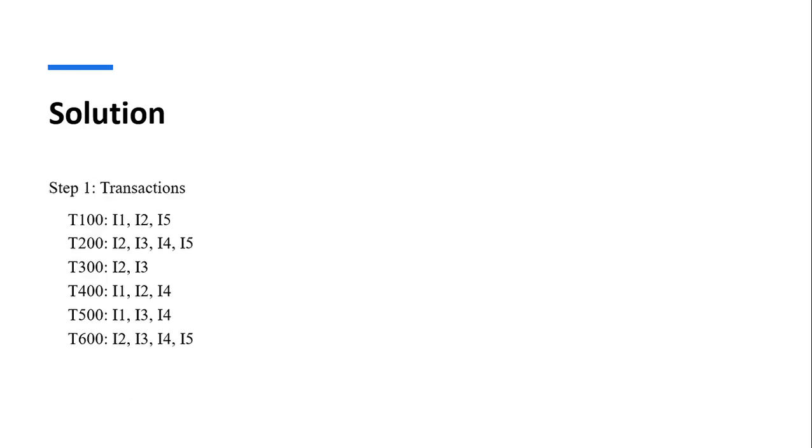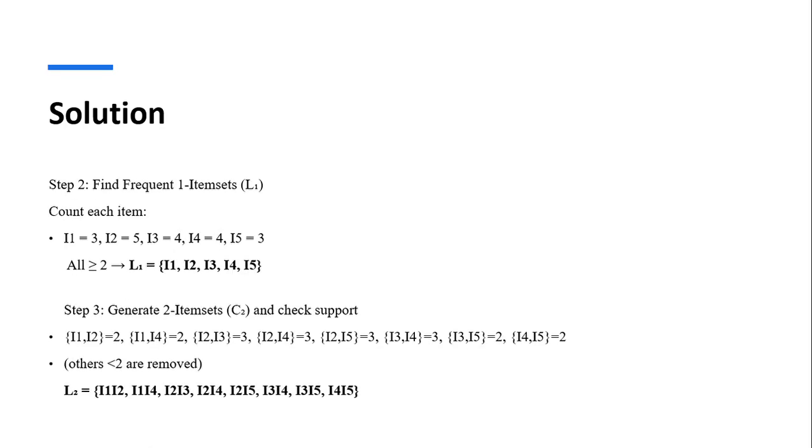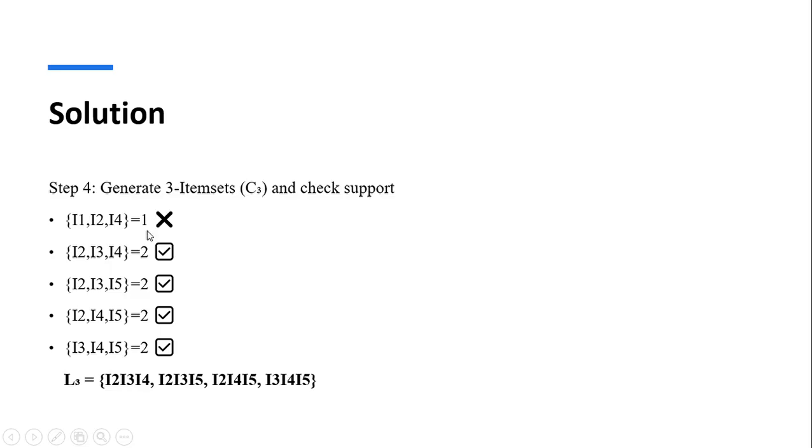So let us check I1, I2 and I4. It is present only, you can see, only in the fourth transaction. Otherwise they are not present together. So that's why the support count is only 1. Similarly, we have checked for the remaining items.